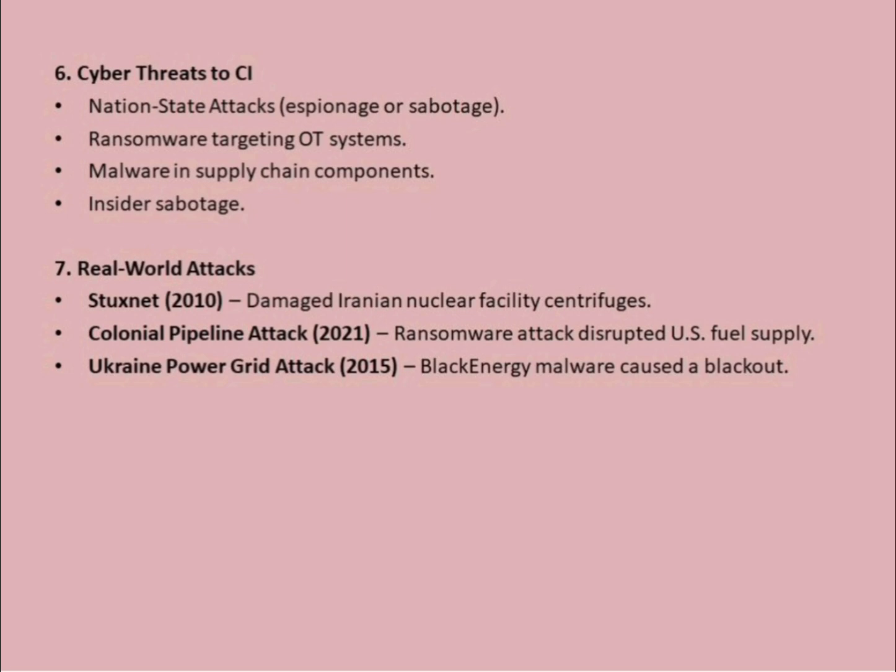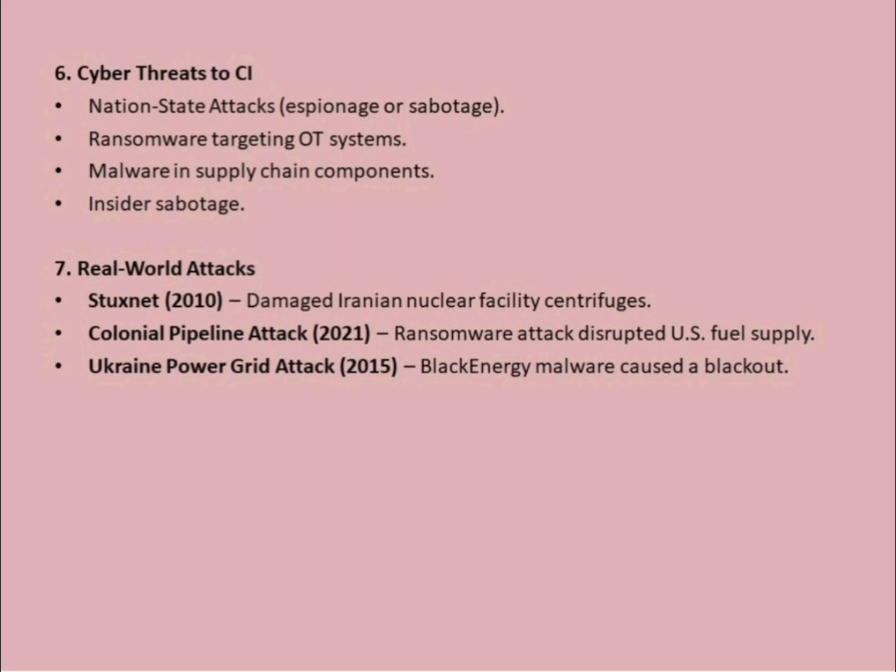Ransomware targeting operational technology, OT, systems can lock control systems in factories, pipelines, or power grids until a ransom is paid. Malware in supply chain components is another dangerous threat. If an attacker infects software or hardware before it is delivered, they can later exploit it after installation. Insider sabotage happens when an employee with access deliberately damages systems or leaks information, often due to personal grievances or bribery. Several real-world attacks show how serious these threats can be.